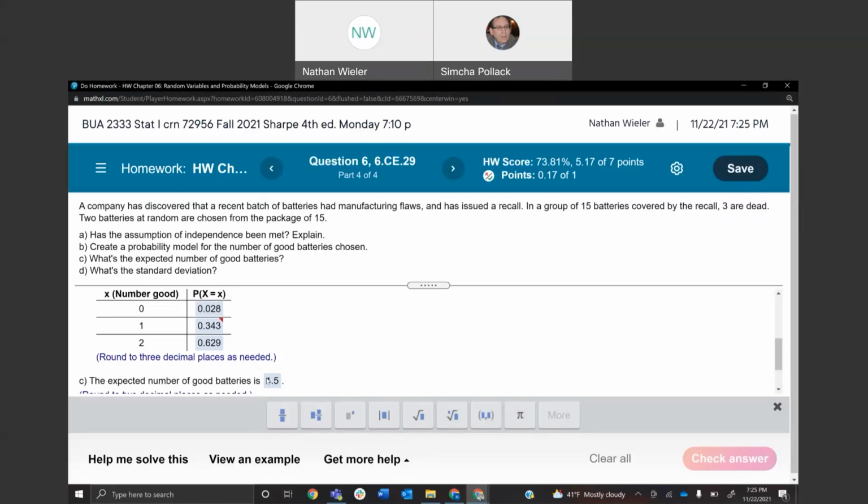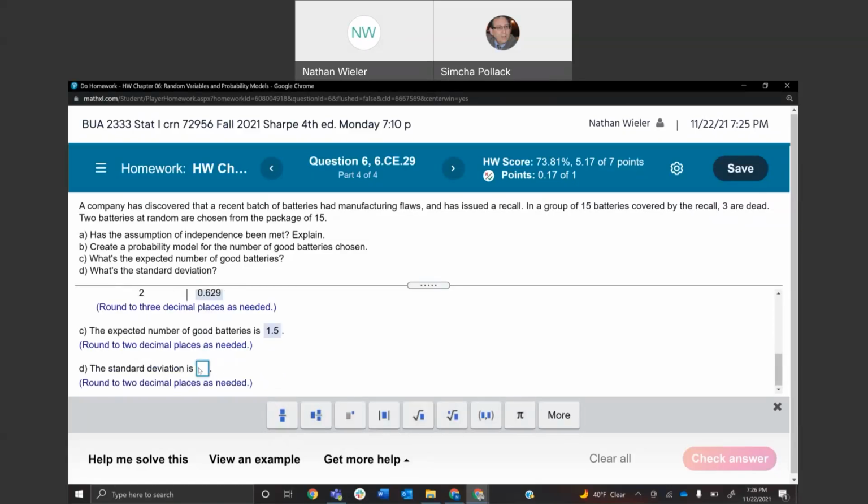And then the last one is 2 minus 1.5, which is 0.5, and you square that, which is 0.25, and that's multiplied by 0.629. Then you add all these together. So this plus this, and that should be 307.